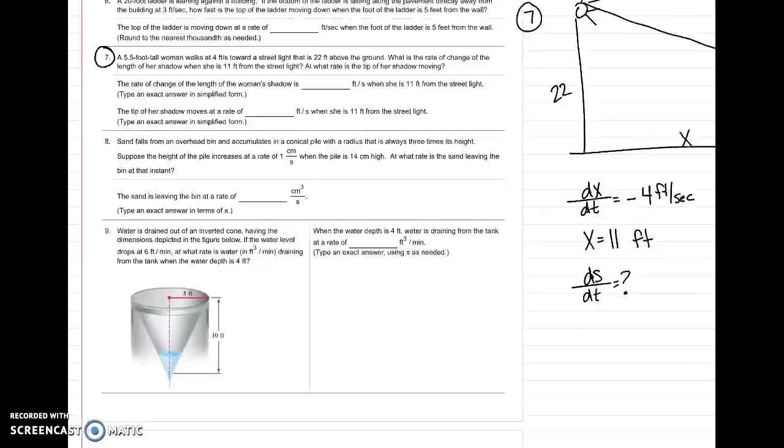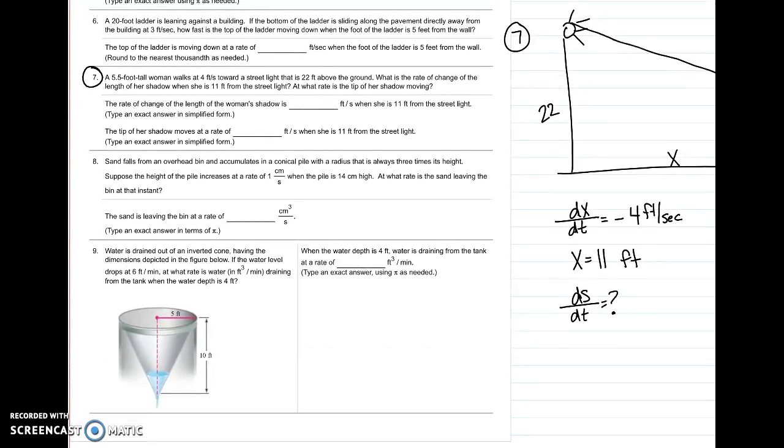Let's look at number 7. This one's kind of a doozy. A 5.5 foot tall woman walks 4 feet per second toward a street light that is 22 feet above the ground. I'm going to show you my picture in just a minute. What is the rate of change of the length of her shadow when she is 11 feet from the street light? And at what rate is the tip of her shadow moving?